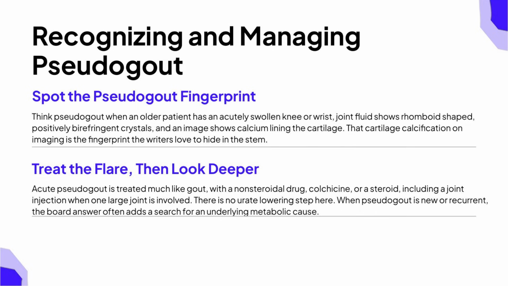Notice there is no urate-lowering therapy in pseudogout, so any answer offering allopurinol here is a trap. And when pseudogout is new or keeps recurring, the intended answer often includes looking for an underlying metabolic condition driving it. Treat the joint, then investigate the cause.